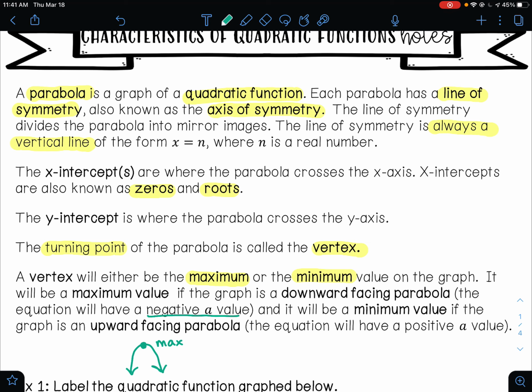We will have a minimum value when the graph is an upward facing parabola. So a graph that looks like this. Our vertex is the lowest point of the graph, making this a minimum value. This will happen when the equation has a positive a value.